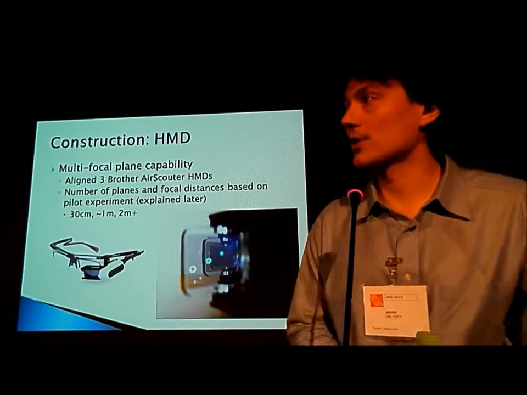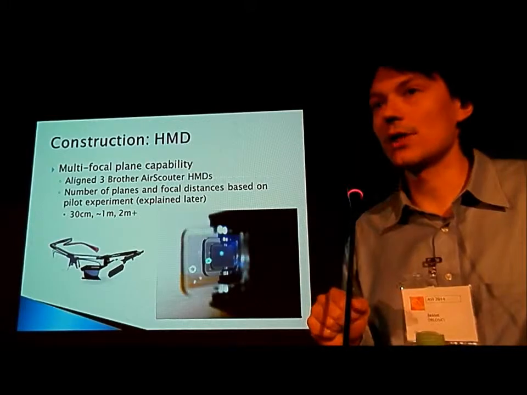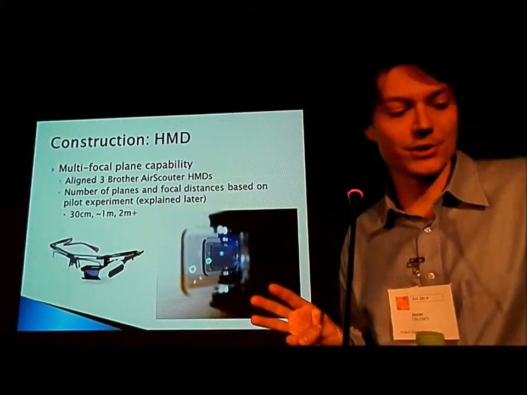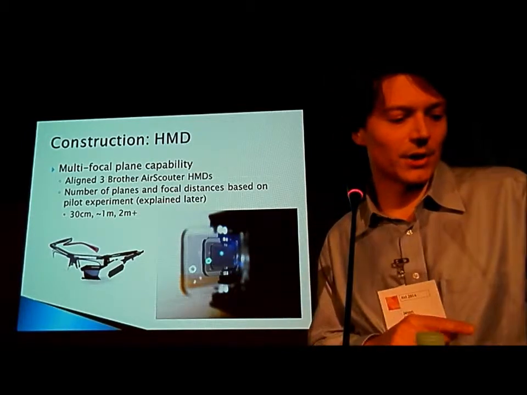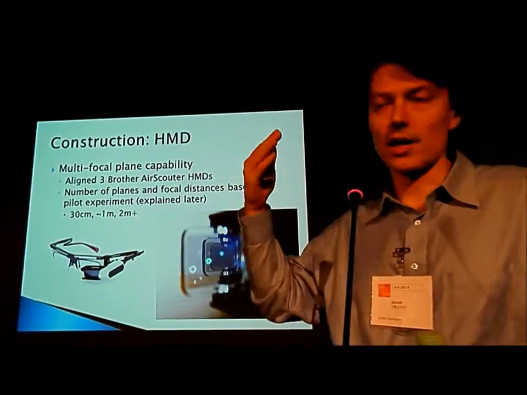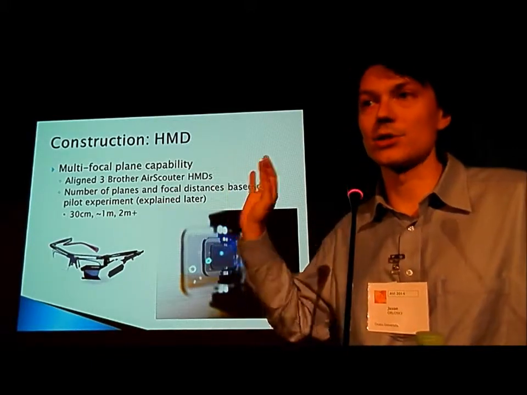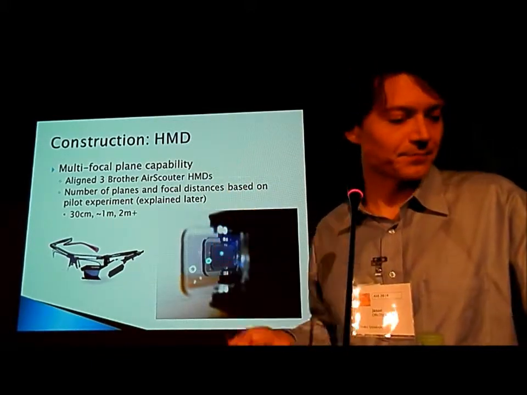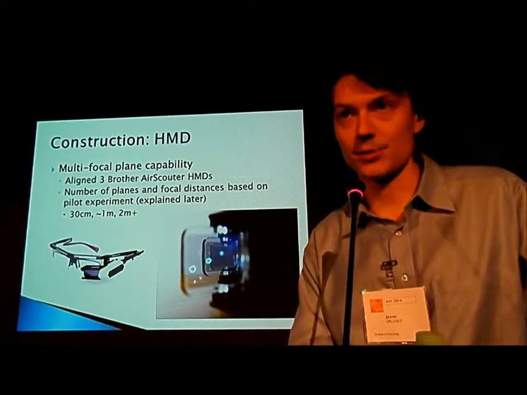Okay, so first of all, we set out to construct a multifocal plane head-mounted display. And to do that, we used a series of 3 air scouters, and I'll describe why we chose 3 and why we chose these particular distances. So they're aligned right in front of each other at 30 centimeters, approximately 1 meter, and anything beyond 2 meters, right in front of the eye. And those distances and the number of planes were selected based on a pilot experiment, which I'll talk about later as well.